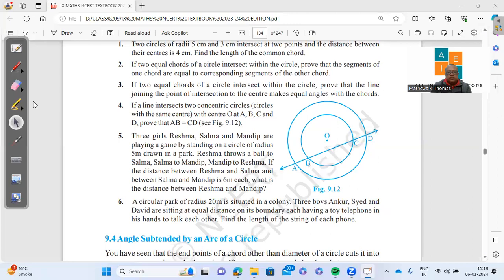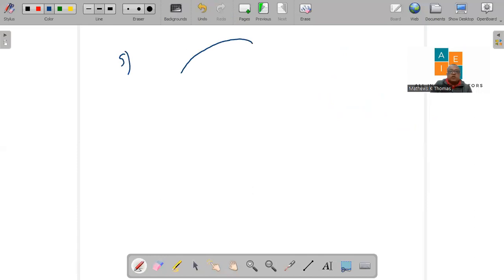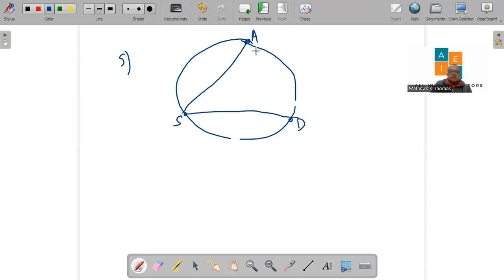Question number 6. A circular park of radius 20 meters is situated in a colony. Three boys, Ankur, Syed and David, are sitting at equal distances on the boundary, and they are having a toy telephone. Find the length of the string. Again, an important question. Three boys are sitting at equal distances. That means if I join them, it's going to become an equilateral triangle, right?